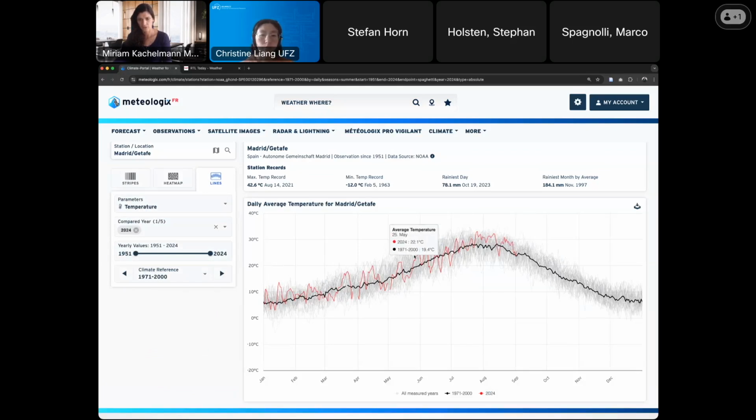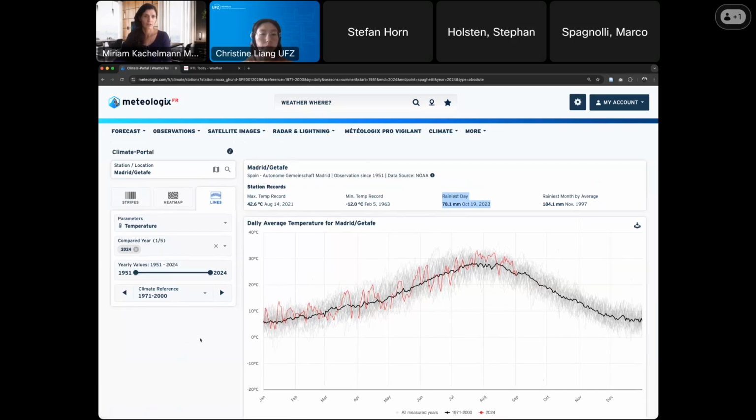And these gray lines that you see in the background are actually single years included in that time frame from 1951 to 24. And then of course we show the records, and we show these typical interesting days that you provide for climate.